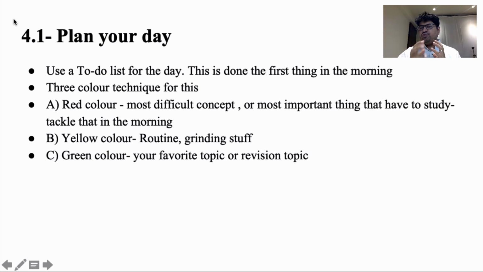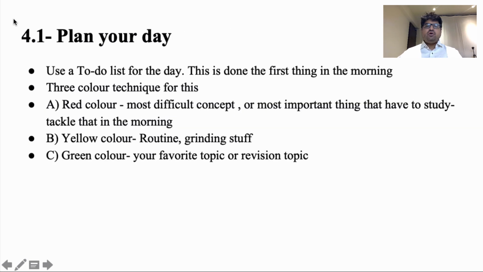Yellow color would be for your routine grinding stuff, right? If, for example, you as such understand treatment of hypothyroidism, but you never read it from Harrison, so you want to complete the list. So it's routine grinding stuff. Green color is something which is your favorite topic, or you're basically just revising, right? So let's say interpretation of thyroid function test is something you are an expert of, but because it is there in the textbook, you're still reading it. So make it a green color, and you can just breeze through that. You can quickly go through that because you are very much an expert in that already.